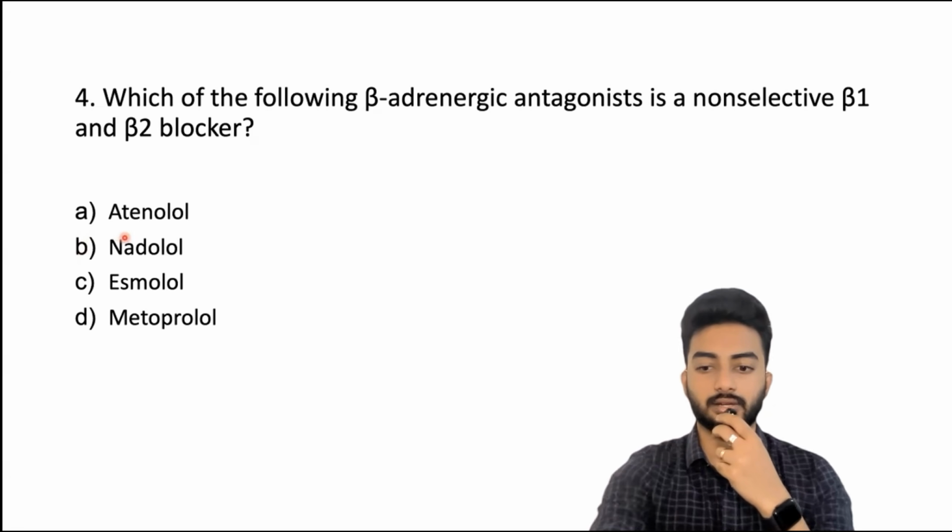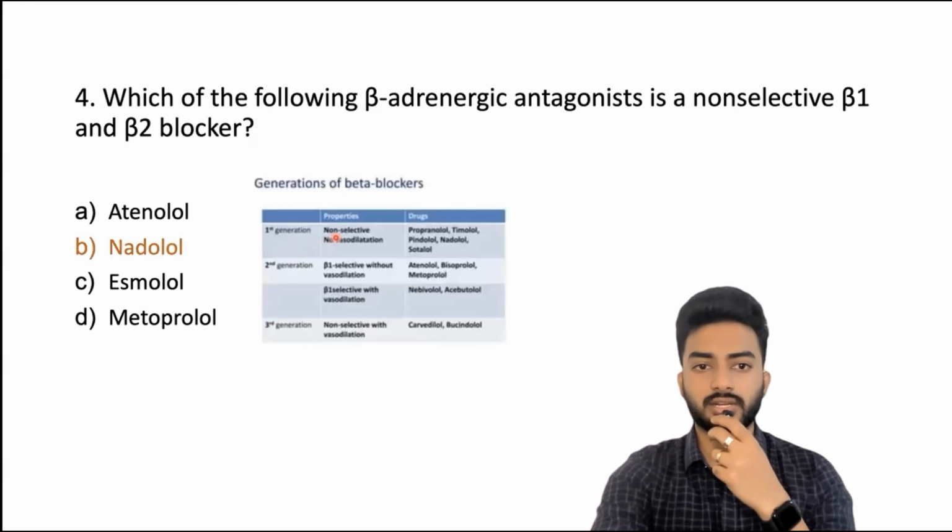The answer is nadolol. We will also see what are the three generations of beta blockers. So first gen is non-selective. So the drugs which come under are propranolol, timolol, pindolol, nadolol, and sotalol.